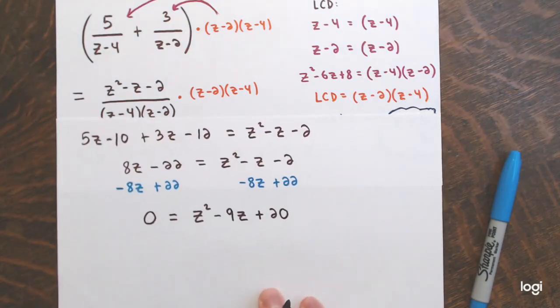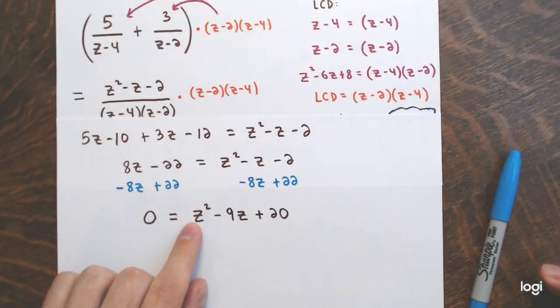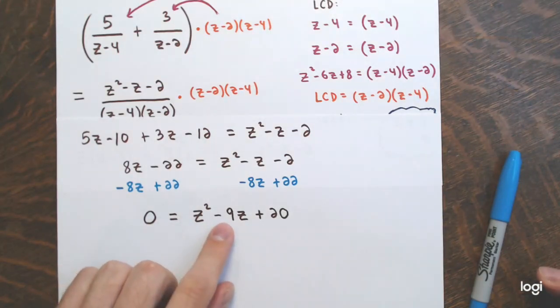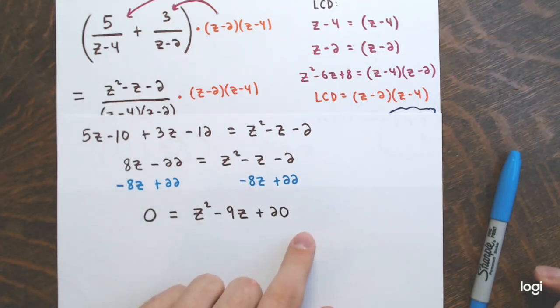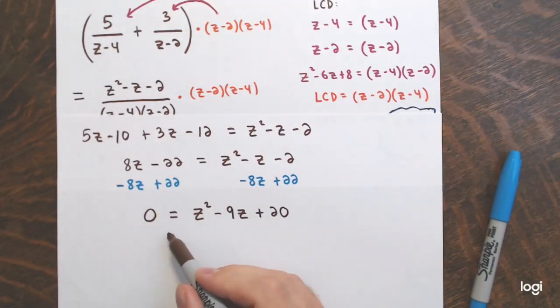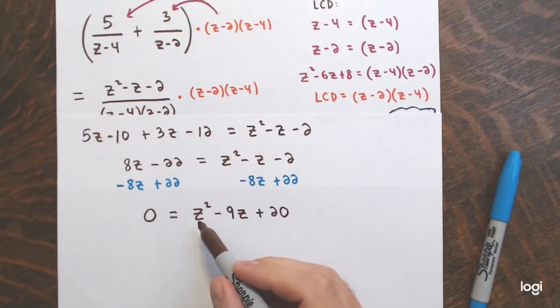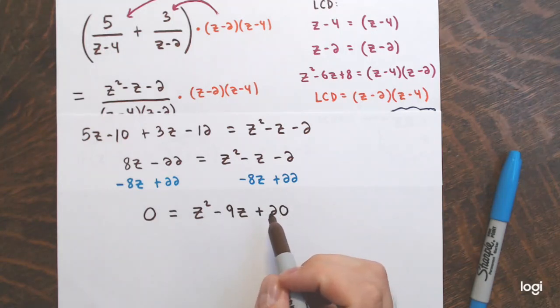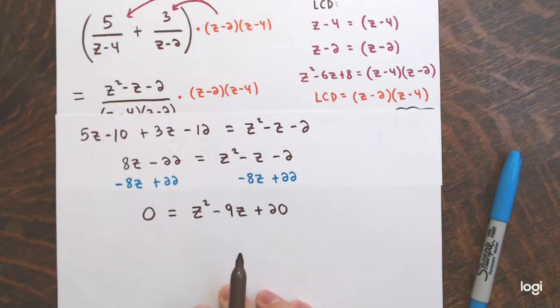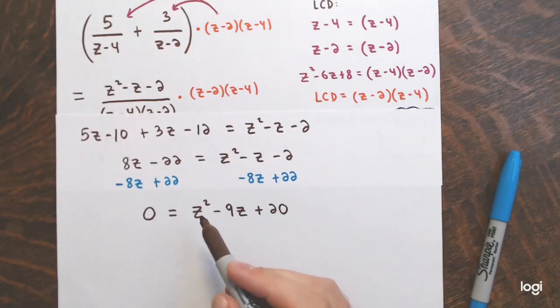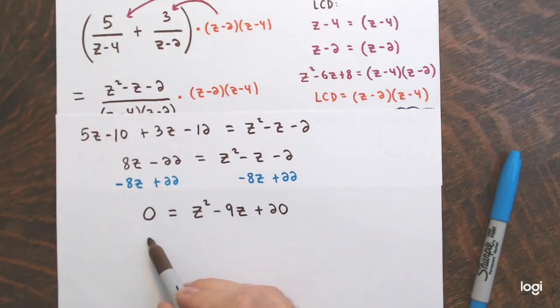Alright, so now it's in what's called standard form. Z squared plus negative 9z plus 20, everything on one side, 0 on the other. It's in descending order, highest power of z to the lowest power of z. And then we factor. Or you could use the quadratic formula or completing the square; look up other videos on those methods for solving a quadratic equation. But right now I'm going to go into solving this by factoring.